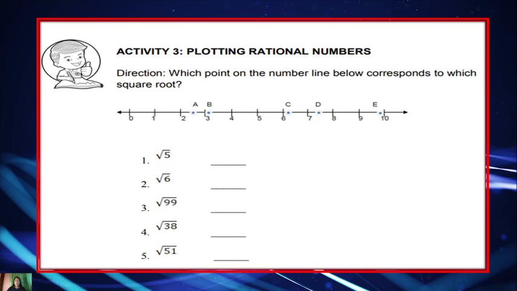So, our answers from numbers 1 to 5 are A, B, C, D, E. Only letters will be placed there. Okay? Any problem or any questions so far?